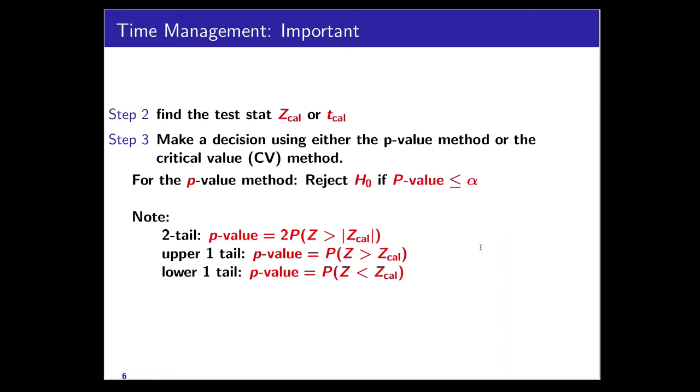Note, for the two-tailed test and upper-tailed test, when we use the z-table, we have to use the complement because the z-table is always giving us the left tail probability.